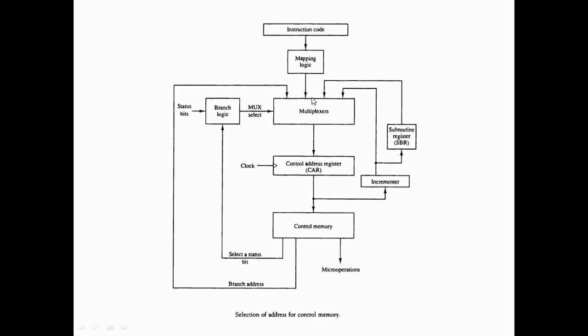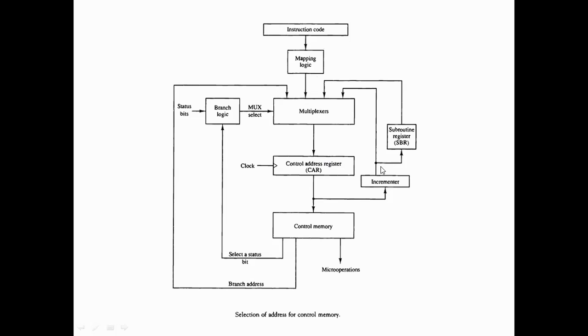Another way is that we have an instruction being executed in the computer. The instruction has an instruction code which has an opcode. From that opcode, we do certain mapping logic and we find the address in the control memory. For that certain instruction, what should be the control signals will be decided by that opcode. That way we can also produce the address.